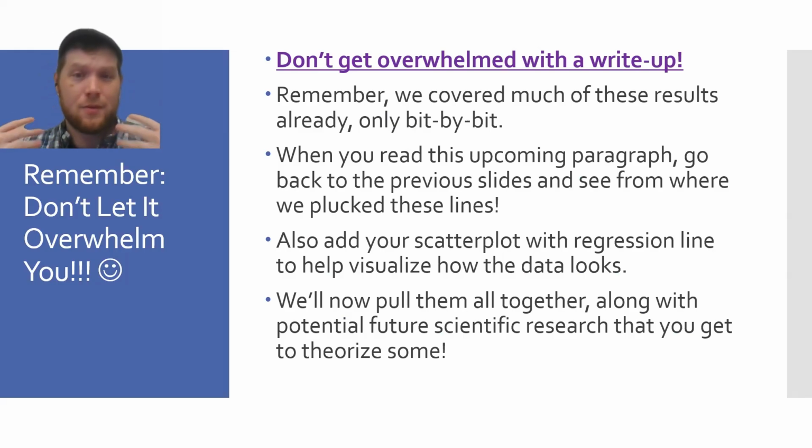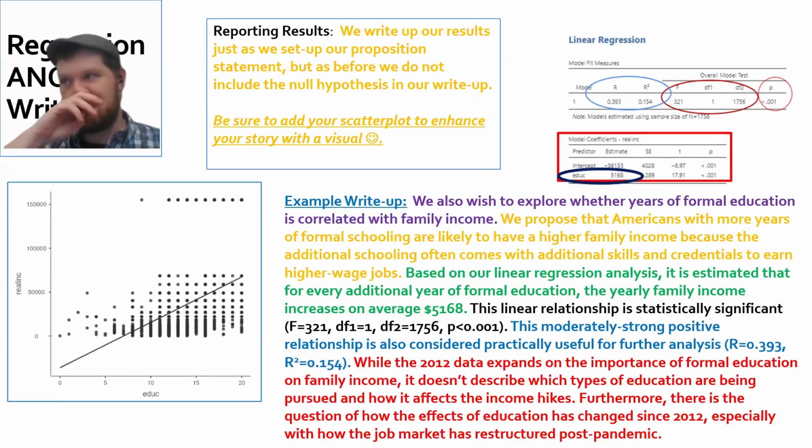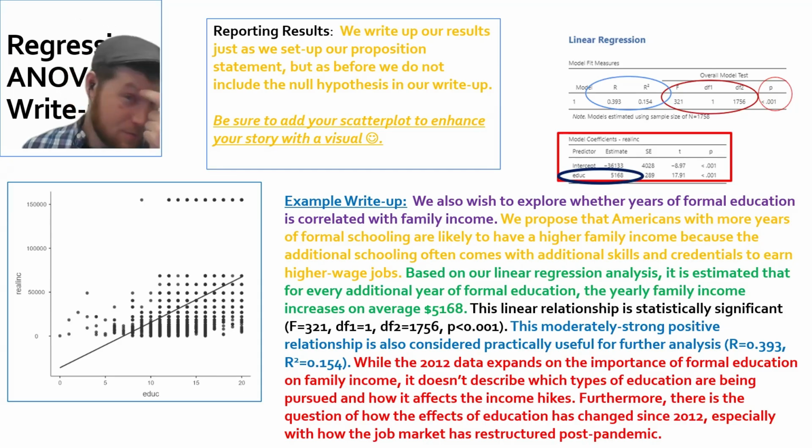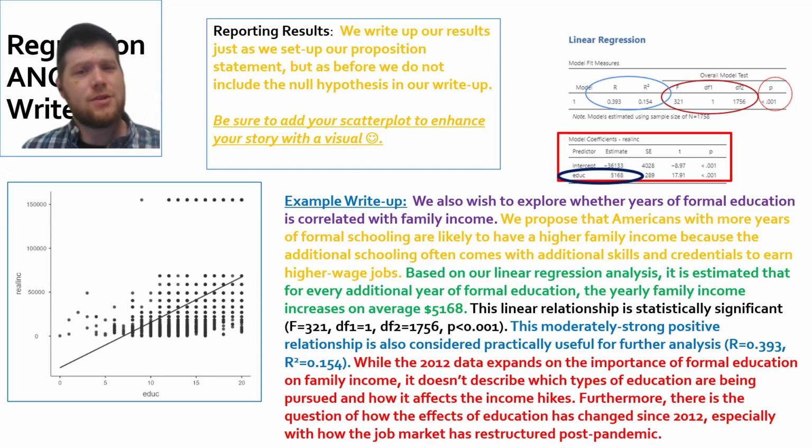And we put them together along with our potential future scientific research. We get good results. So all I did was take everything we just talked about. Now I have it color coded to sort of see the differences. But this write-up really just came from all the steps we just talked about. We also wish to explore whether years of formal education is correlated with family income. We propose that Americans with more years of formal education are likely to have higher family income because additional schooling often comes with additional skills and credentials to earn higher wage jobs.